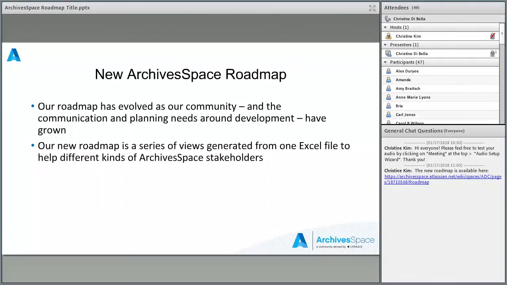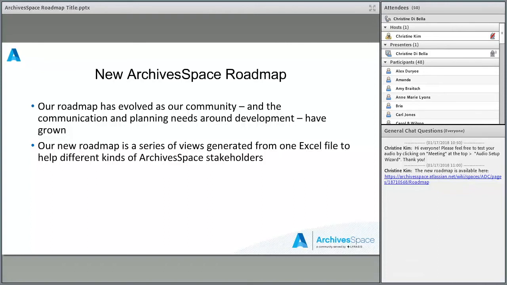So our roadmap has really evolved as our community has grown and as the communication and planning needs of that community have grown. If you've been involved with ArchivesSpace for a while, you've seen different ways that we've communicated that information to you. This new version of our roadmap is a way that we're hoping will meet a lot of the needs that we've heard from people over time. But as you use the roadmap, we're very interested in you helping us identify additional needs you might have, or ways that we can convey information better than we are currently.